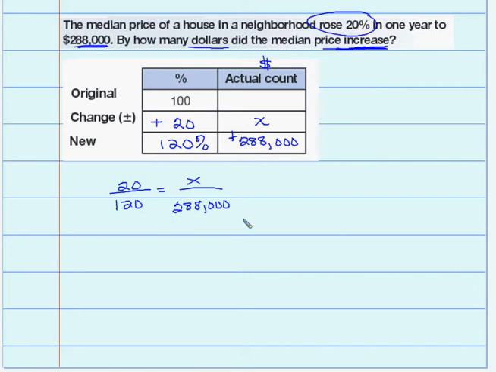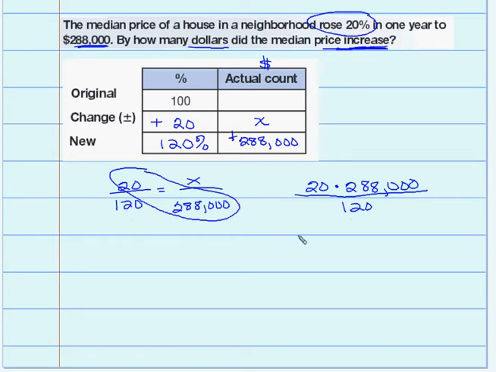Okay, so now I'm going to multiply 20 times 288,000, and then I will divide that by 120, sorry. That's finding the cross product and then dividing. Okay, so we can do some of the simplification already. We can divide by 10 and cross out one 0. Don't cross it out over here too. You only divide it once.